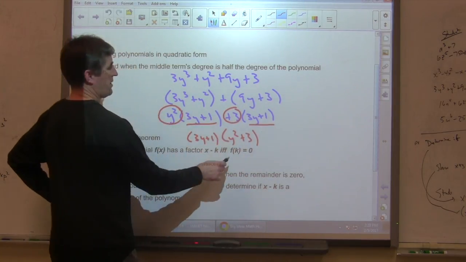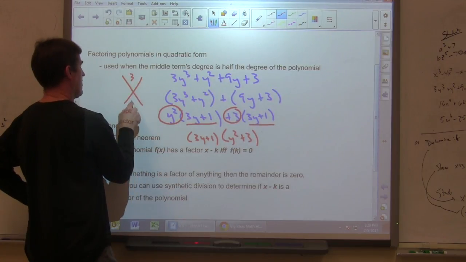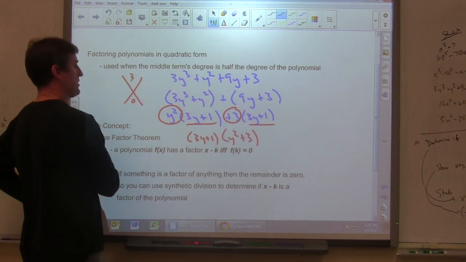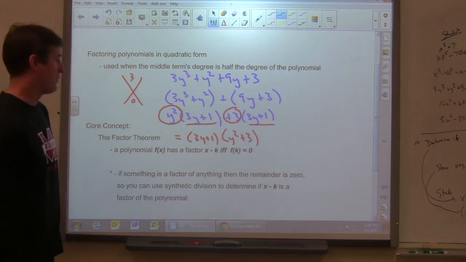It's squared, so we should check this, but again, if you do the x method, there are no factors of 3 that add up to 0. And so you're done. This would be your answer on that one. That would be factored completely.